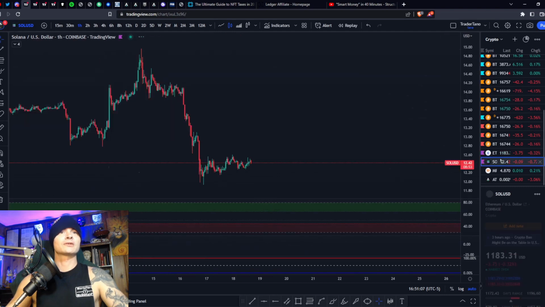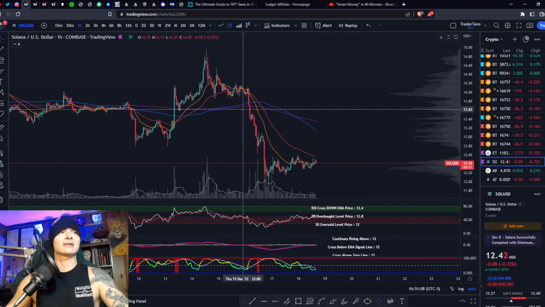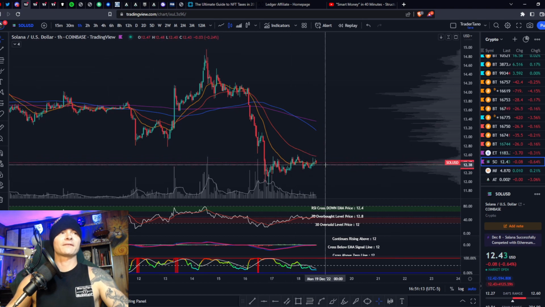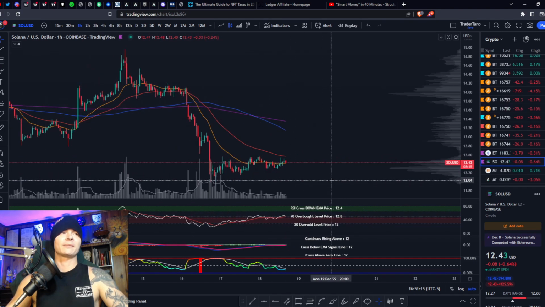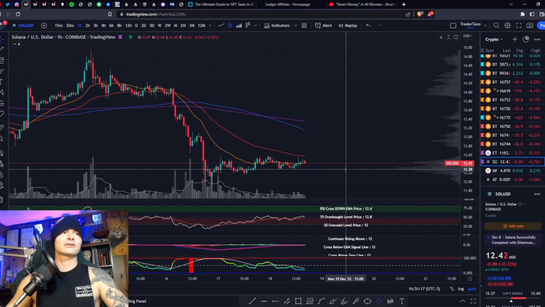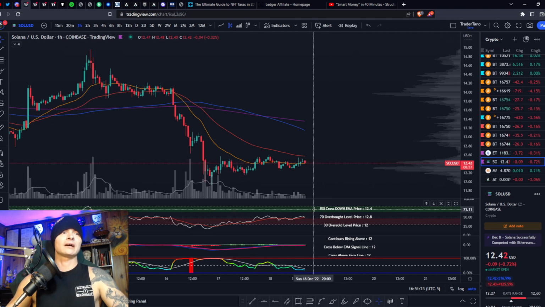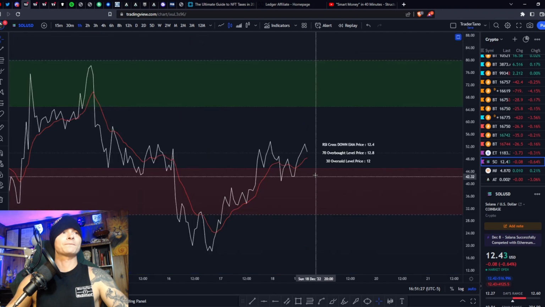Let's move on to Solana. Okay, so Solana looking a little weaker, being held down by the 50, front running the 50 right now, trying to be held up by the 21. If you break that 21, you're probably going to come back down to the range lows at about 1220. And then we'll figure out what happens next. We're going to go over the bullish and bearish case here in a second.